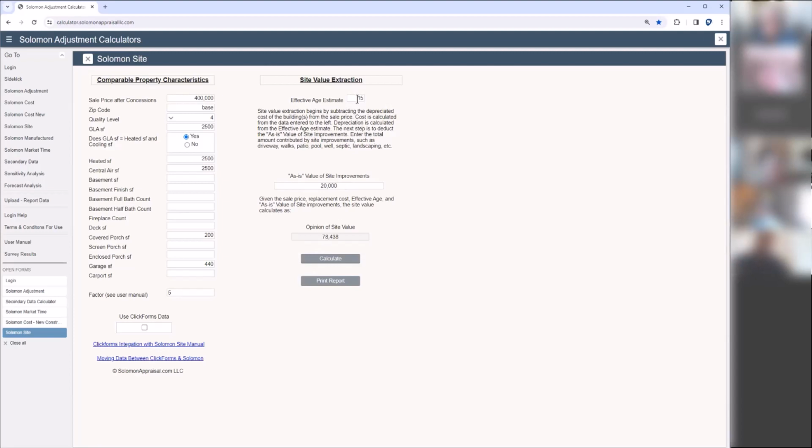So this calculator, this site extraction tool, only works as well as you can estimate effective age. See how at 12, the house is worth more because there's less depreciation. The land has to be less because we've got the sale price fixed at 400. If I go to 20, the land value is going to increase dramatically. So there's a huge trade-off between effective age and site value.